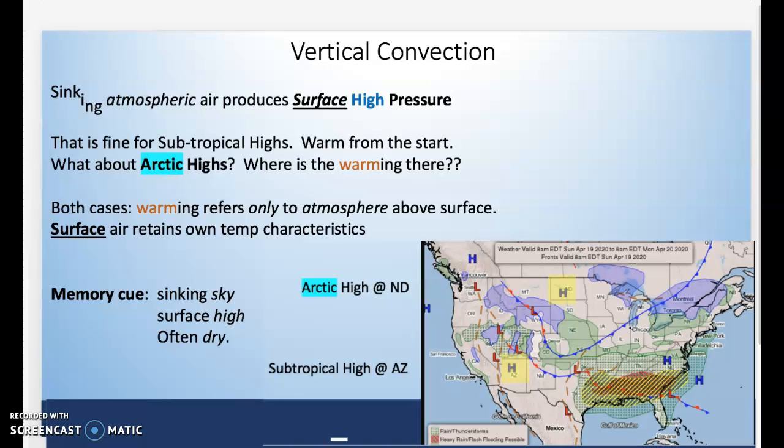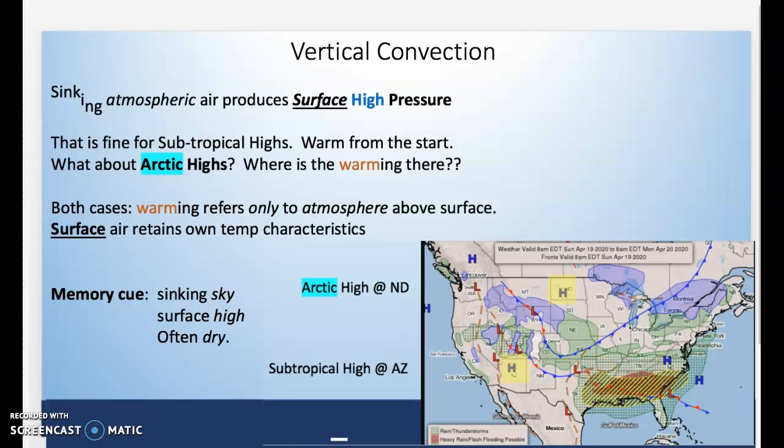But in these cases, remember, we're talking about sinking from high up in the atmosphere. There's a long way to go down. That warming happens in the middle of the atmosphere, in the lower atmosphere. It may not get to the surface. And all of that weight that's pushing on the surface acts to keep the surface air mass right in place. So it's very hard to move because it has a lot of weight above it. The surface air mass might keep its own temperature characteristics.